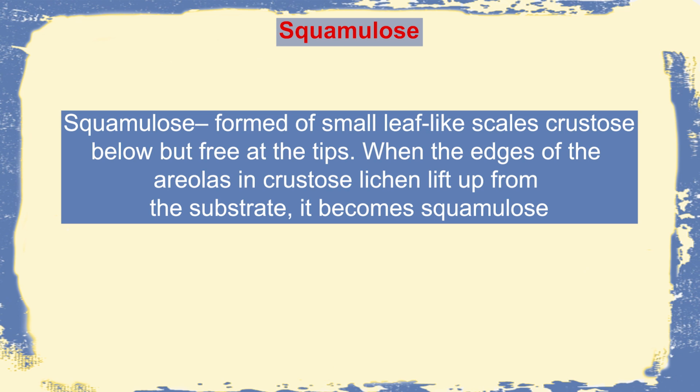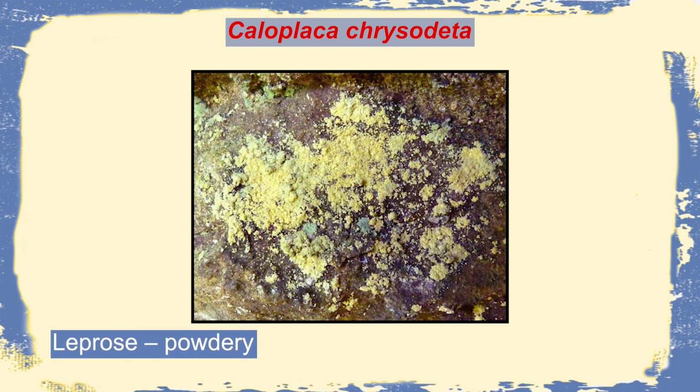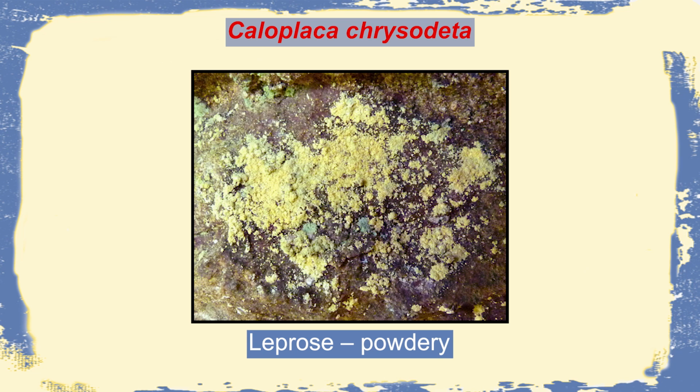nothing but it is leaf-like, but they are later on becoming scaly and crustose-like. And they are basically looking like dry leaves. And it includes the Squamarina cartilaginea. There may be another type which is close to crustose, but it appears like a powdery mass growing on rock, and this is called leprose lichen. And this leprose lichen includes the Caloplaca chrysodata.